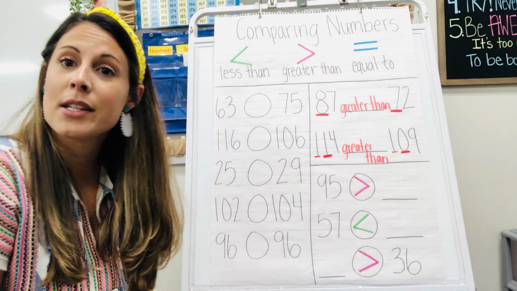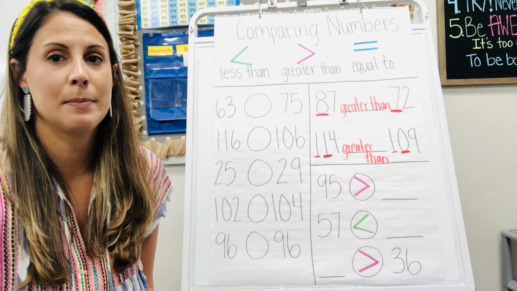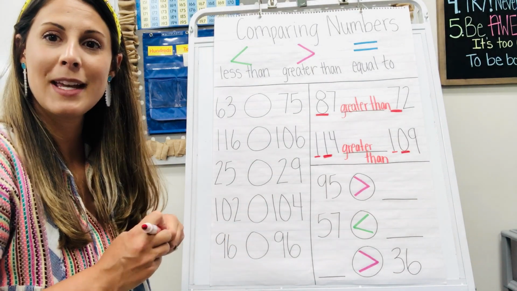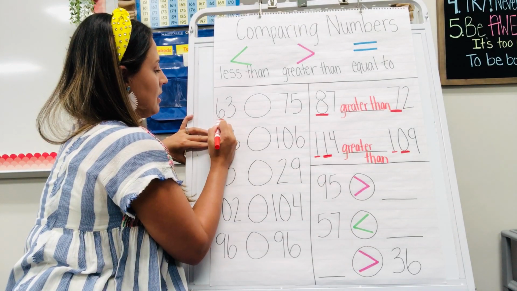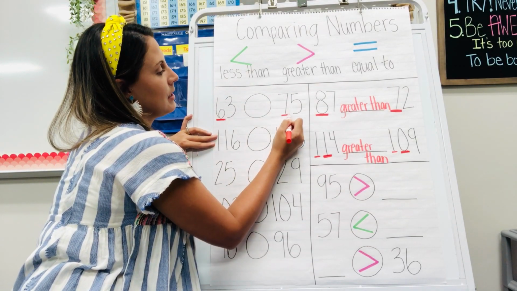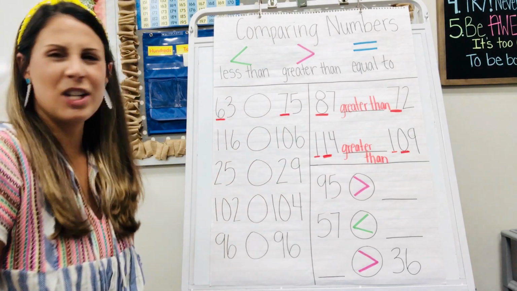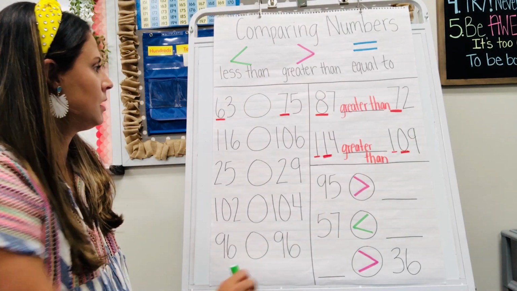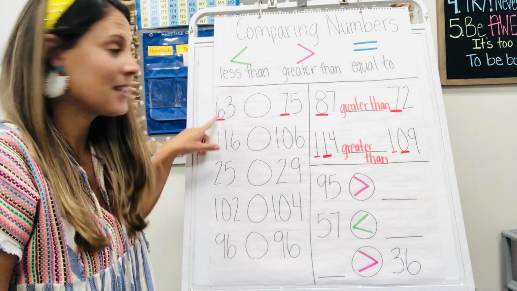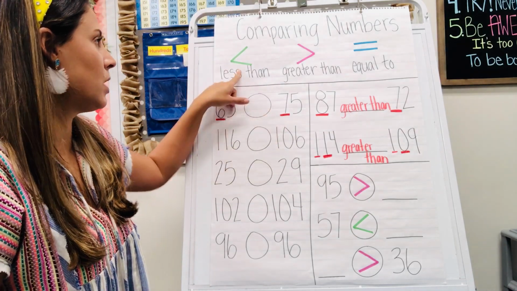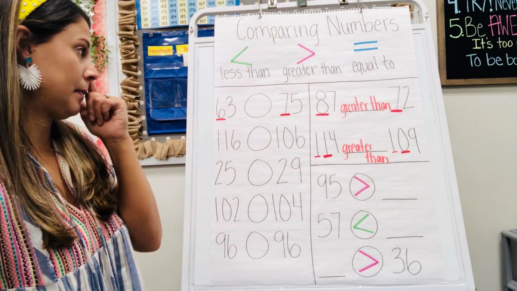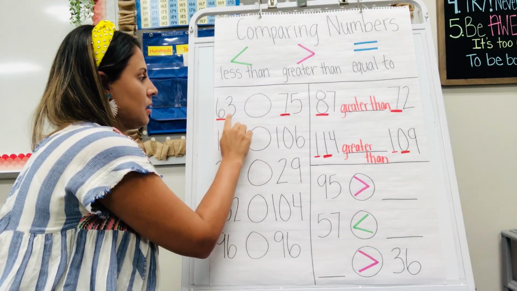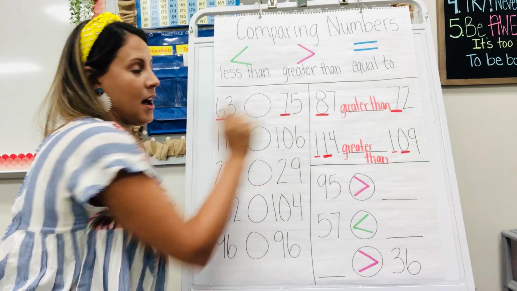What place value do we need to look at first to be able to compare these numbers? The tens place, the first place value. So we need to look at the 6 and the 7. Well, which one's greater and which one's less? The 6 is less than the 7. So which symbol do we need to put in here? Because we read from left to right. 63 is what to 75?